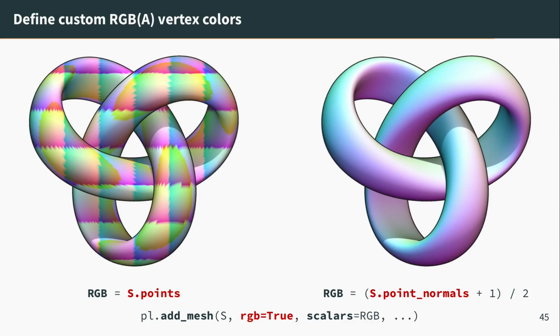Okay. And final steps, maybe you want to also show textures. So the first thing that you can do is to define custom RGB, maybe RGB alpha vertex colors. Why not? So that's very easy. When you add your mesh, instead of specifying a color map, you set the RGB parameter to true. And then if your scalars array was an n by 3 or an n by 4 array, it's going to use it to display colors. So here what I do is I use as colors my point coordinates.